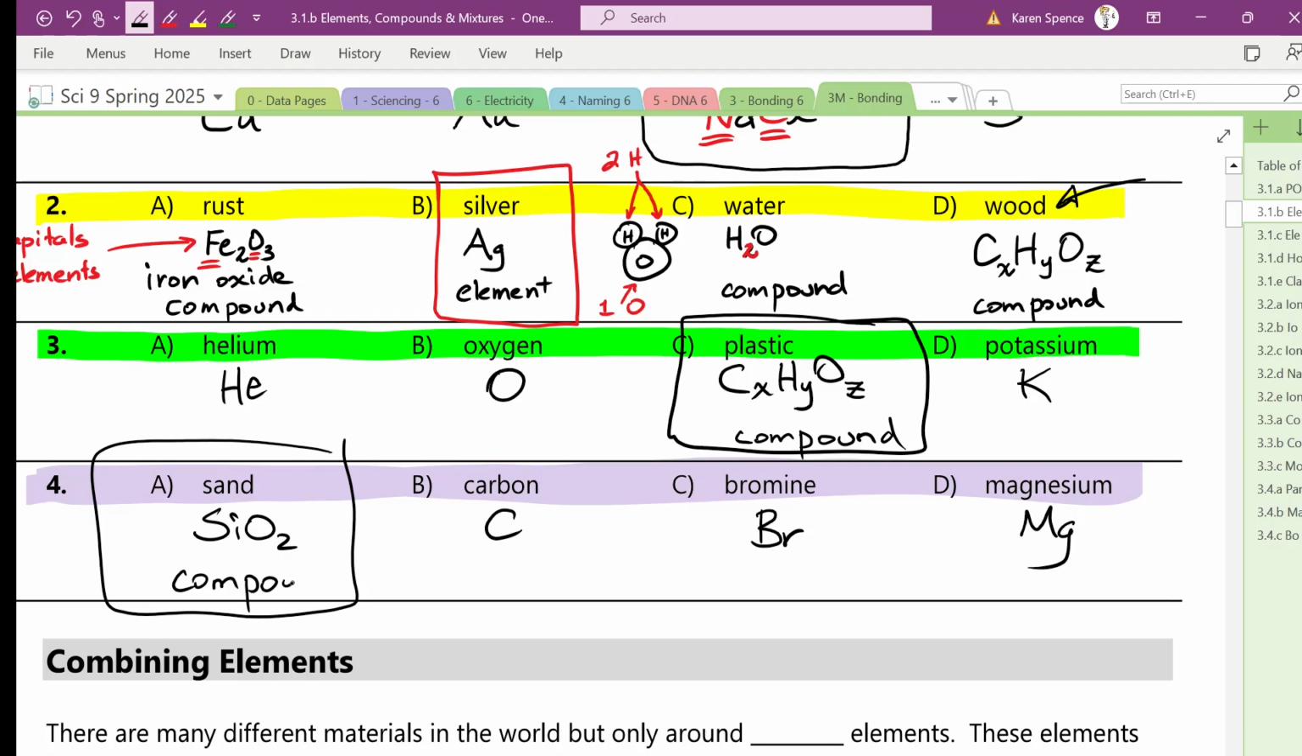Now I'm going to throw a monkey wrench into the works and I'm going to tell you that oxygen isn't just O when it's floating around in the air. It's actually O2.